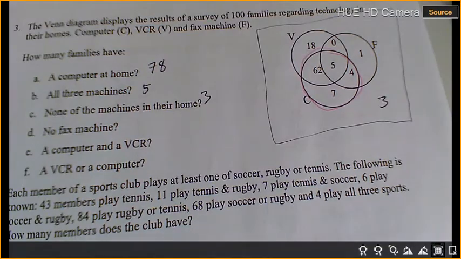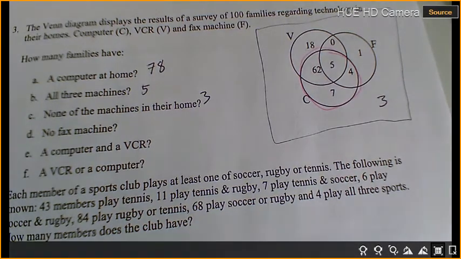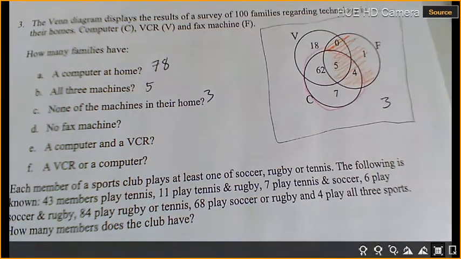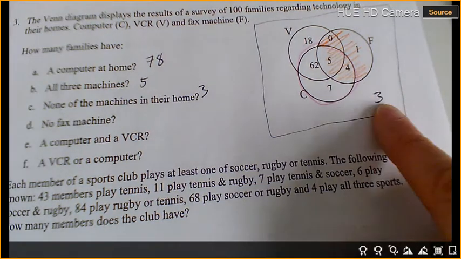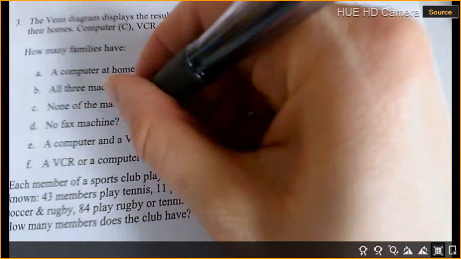How many don't own a fax machine? So that means I can't count any of these in orange. So 7 plus 62 plus 18. How many no fax machines? So I'm going to add 18 plus 62 plus 7 plus what else? Plus 3. Because they don't own anything. How many don't own a fax machine? 90.